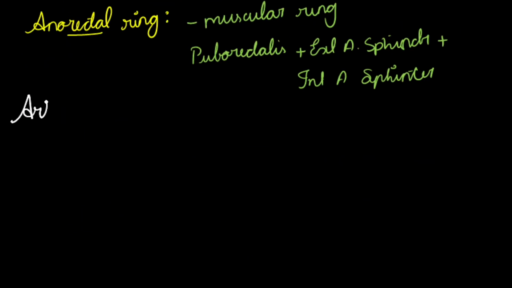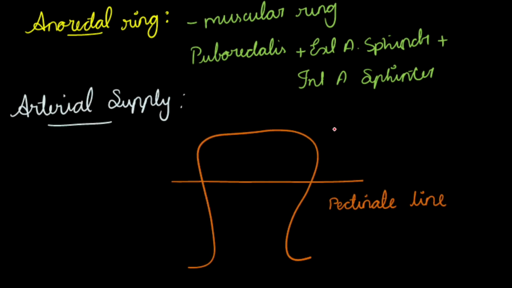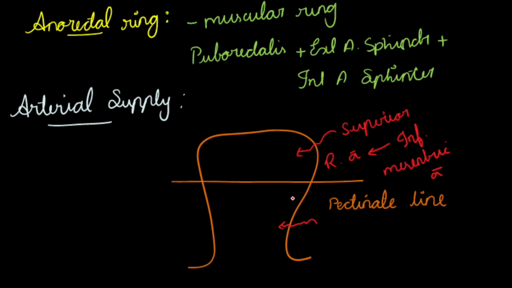Now regarding the arterial supply of the anal canal. Above the pectinate line, it is supplied by the superior rectal artery, which is a branch of the inferior mesenteric artery. Below the pectinate line it is ectodermal in origin, and above the pectinate line it is endodermal in origin. Below the pectinate line, it is supplied by the inferior rectal artery, which is a branch of the internal pudendal artery. So this is all regarding the arterial supply.